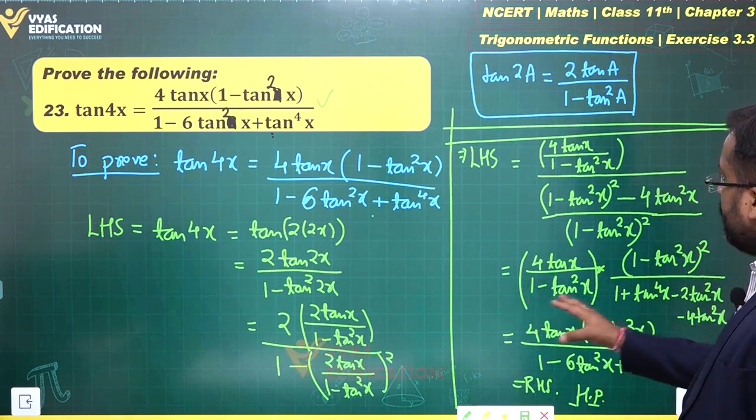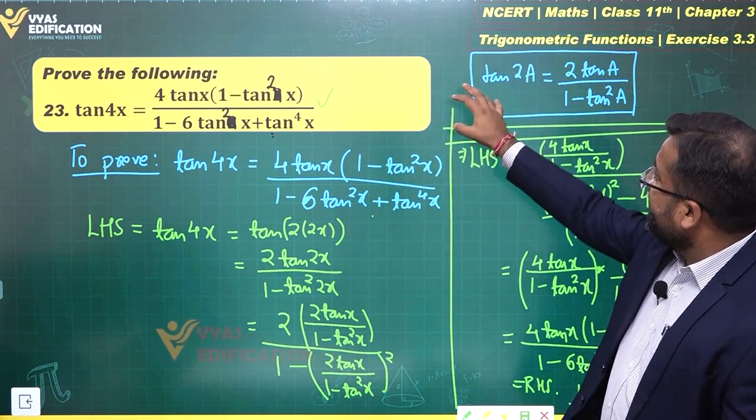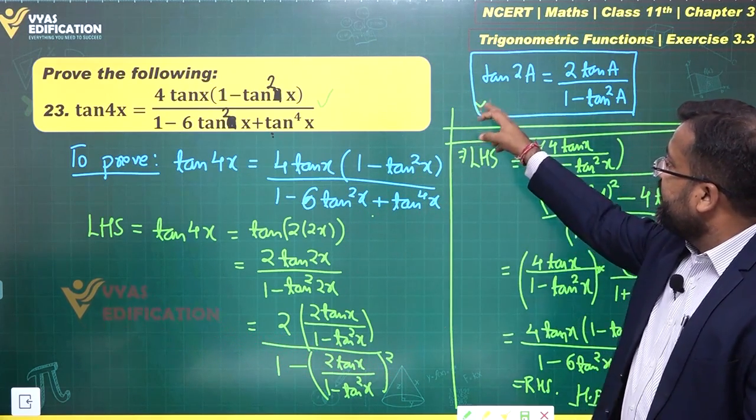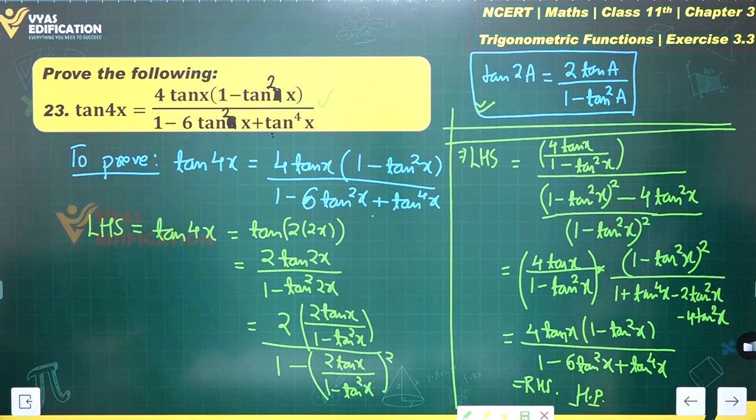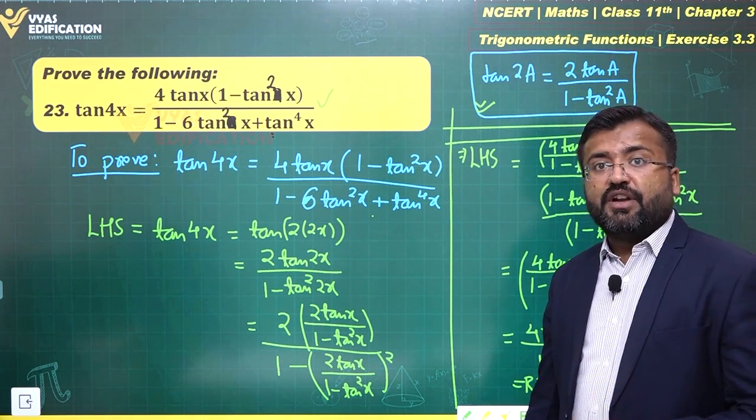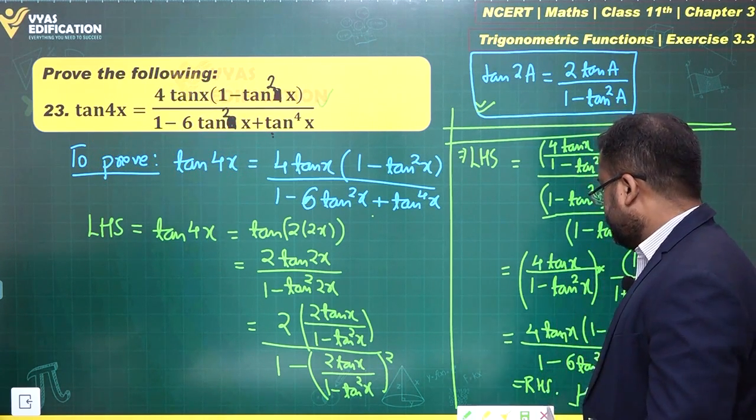Tan 4x is equal to this. First we use this identity once and then we have to use this identity again. After that we simplify and reach this answer. Let me move aside for a bit so that you can take a look at this. This is all that is to be done over here.